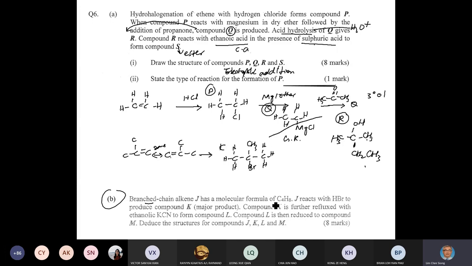Next one. The compound can further reflux with ethanolic KCN. Ethanolic KCN means this one is under substitution by the CN itself. So they are able to form compound L. Compound L has the CN, so finally they can obtain the compound as this one.